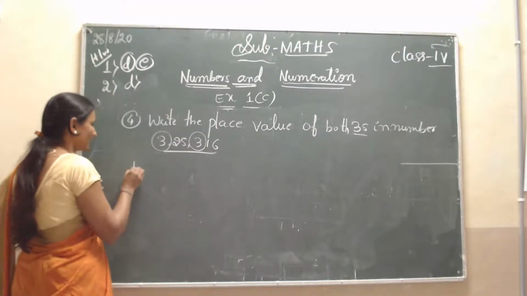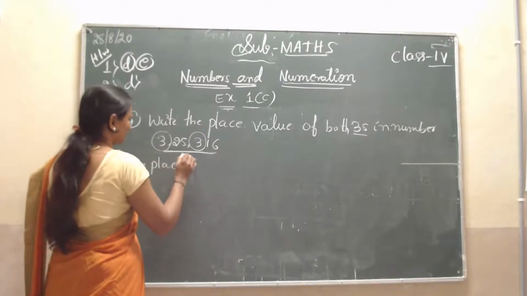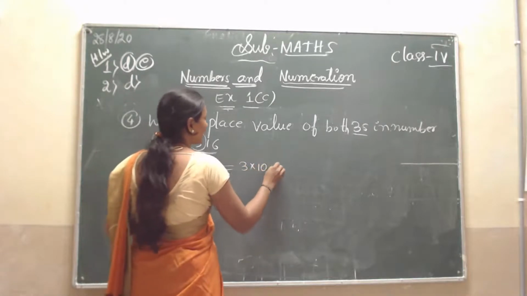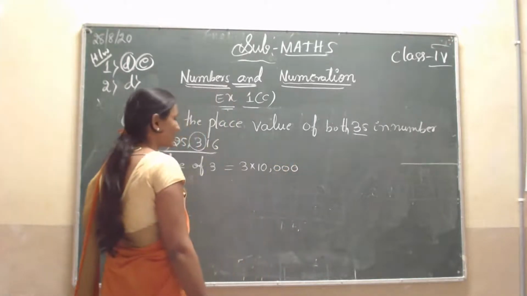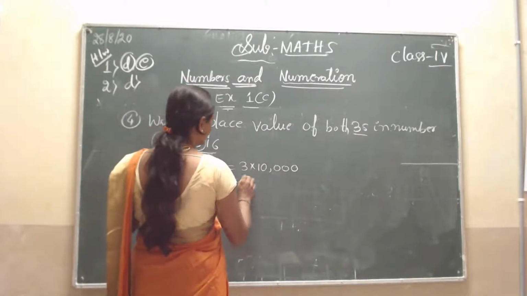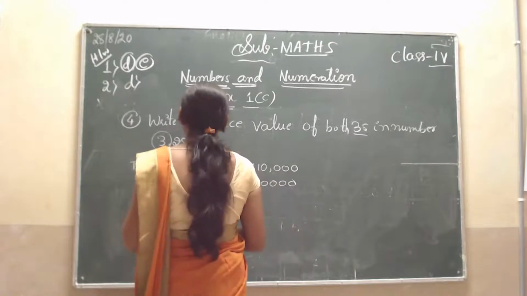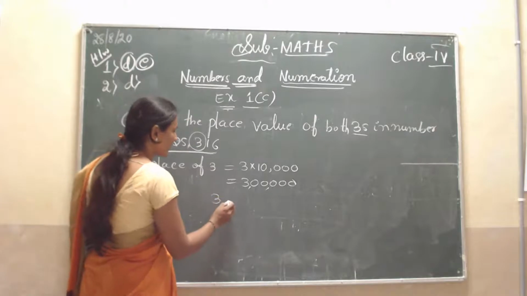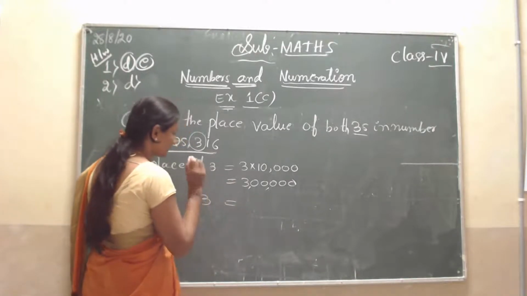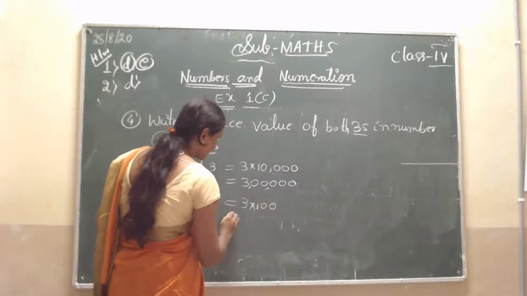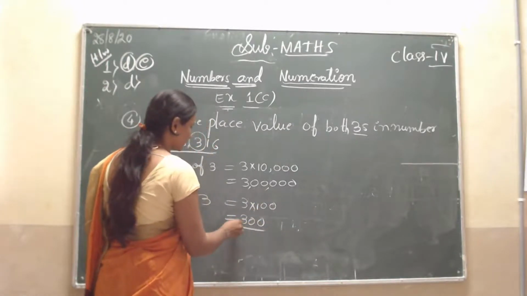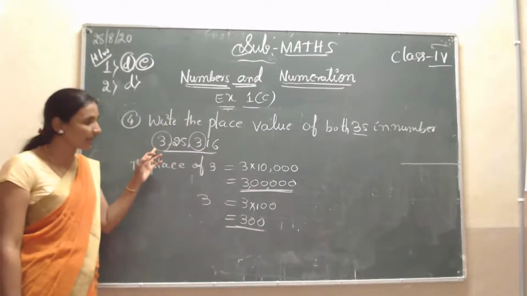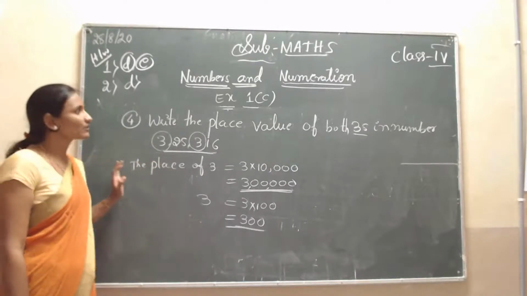Yes. The place value of three: one three is in the lakh place, so we will write 3 lakh. Yes. Next, the other three is in the 100 place. Again the other three has place value 100. So 3 into 100 means 300. So for one 3, the place value is 3 lakh. And again for the other, 300. So this is the fourth main.